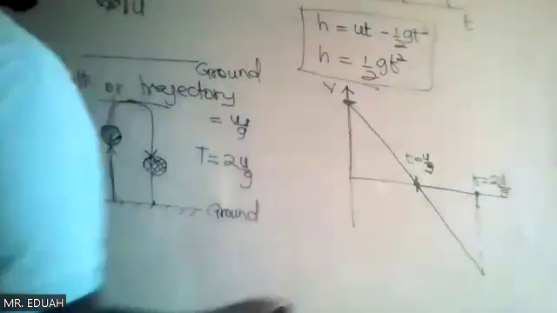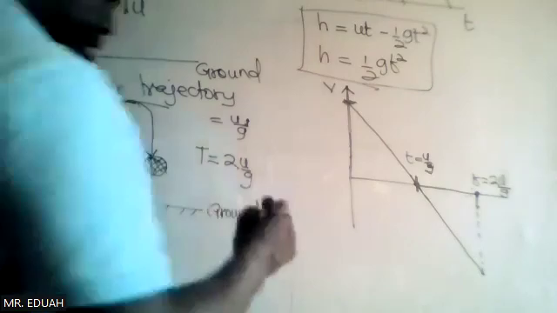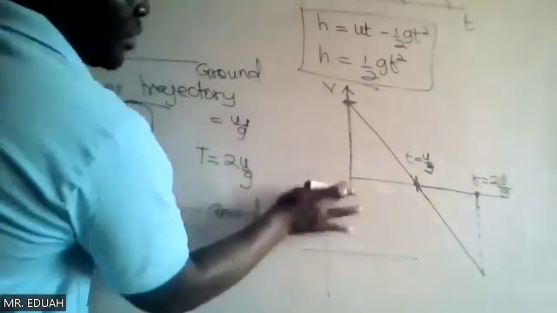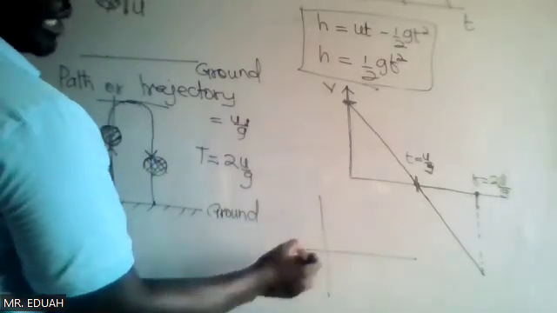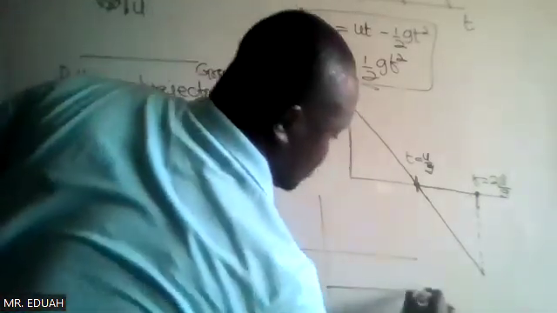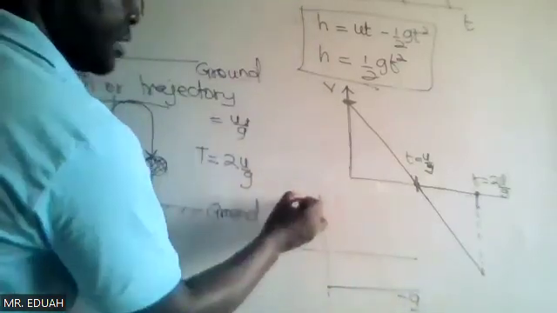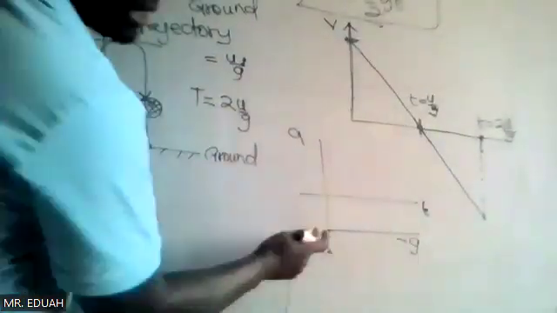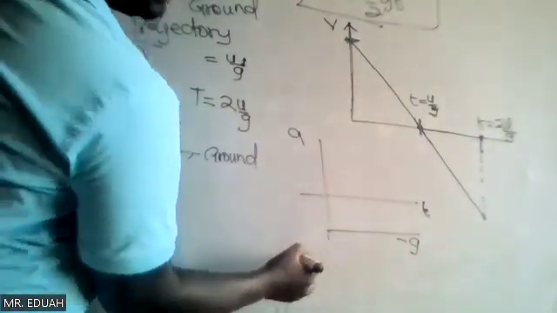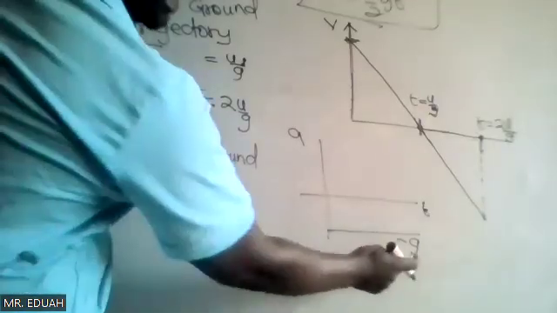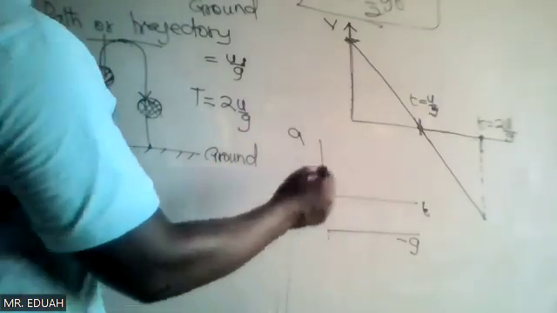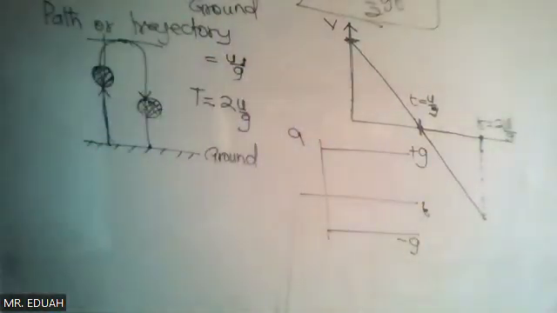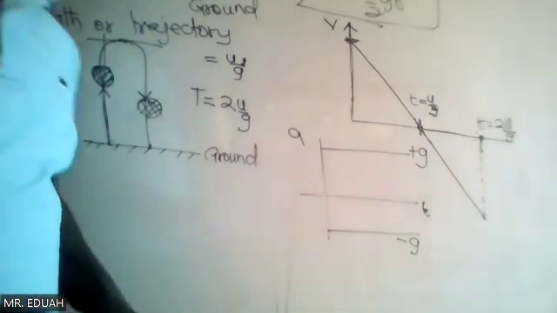Now the acceleration time graph. The acceleration time graph for this will be, when it is going up, it is decelerating, so minus g. This is the acceleration time graph. When it is going up, it is decelerating, so constant. And when it is coming down, it is accelerating, plus g.